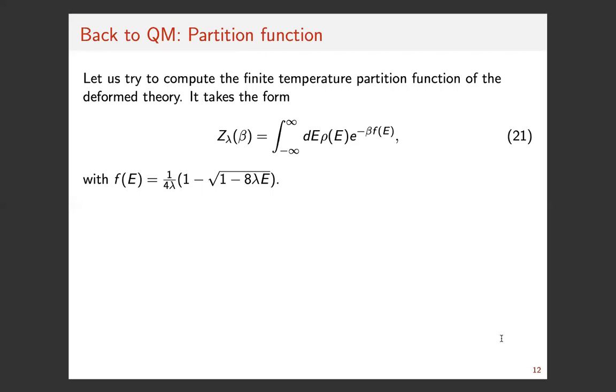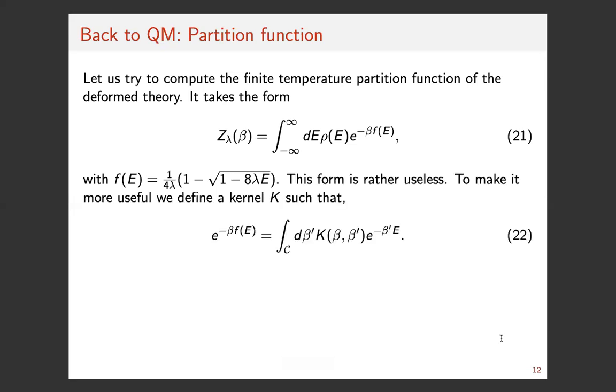Here I've taken a particular density of states, rho. You can also think about it as a bunch of delta functions, but later on we'll consider the Schwarzian and that as a continuous spectrum. So I'll stick to this more general form. And this f of e is given below. So that's the deformed energy levels. Now this form 21 is completely useless, can't do anything with that.